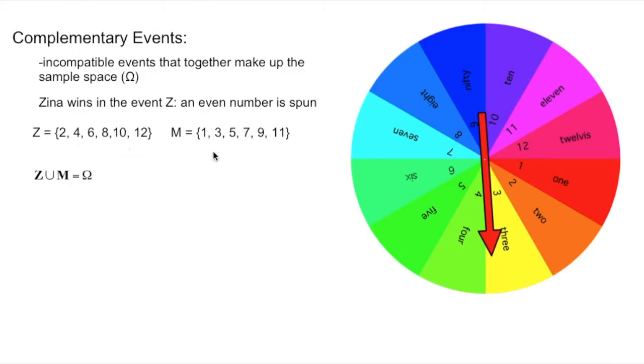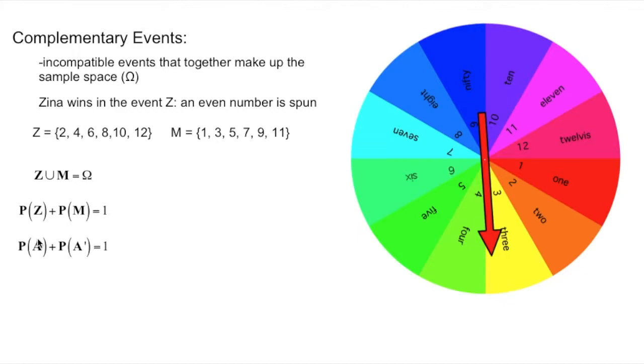Together, they make up the whole sample space. Zena union Morgan, all together, you have the whole sample space. The probability of Zena winning added to the probability of Morgan winning has to be equal to 1. Let's say the probability of Zena winning is 6 out of 12. The probability of Morgan winning is 6 out of 12. Add them together, you've got 12 out of 12, which is 1.